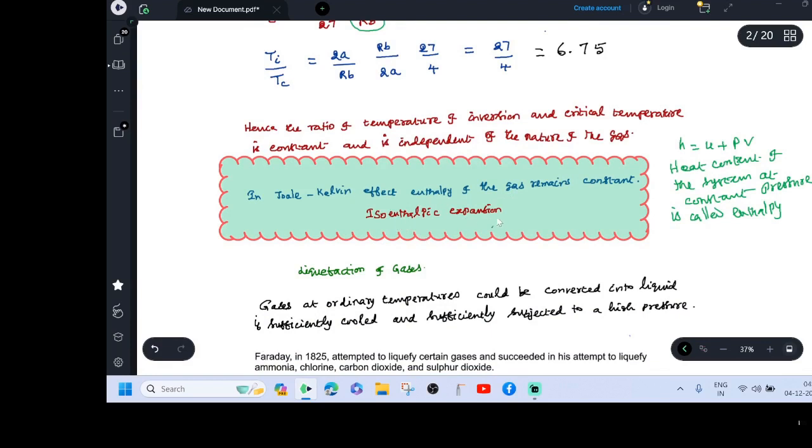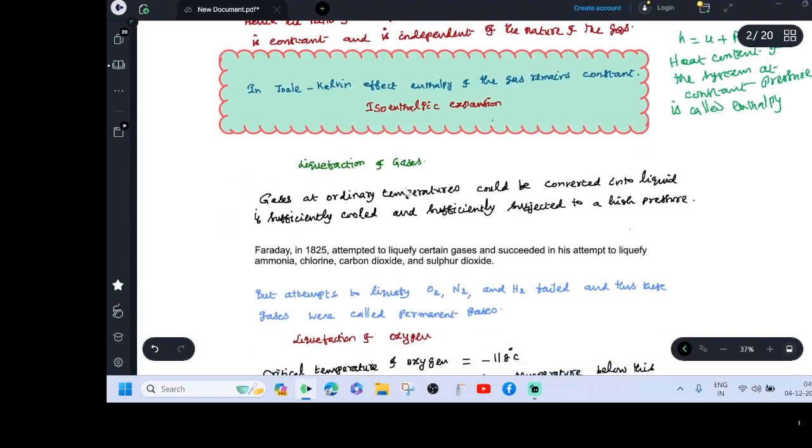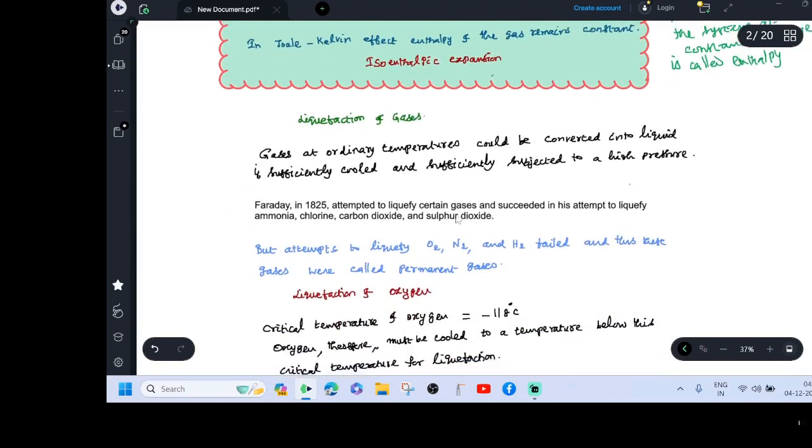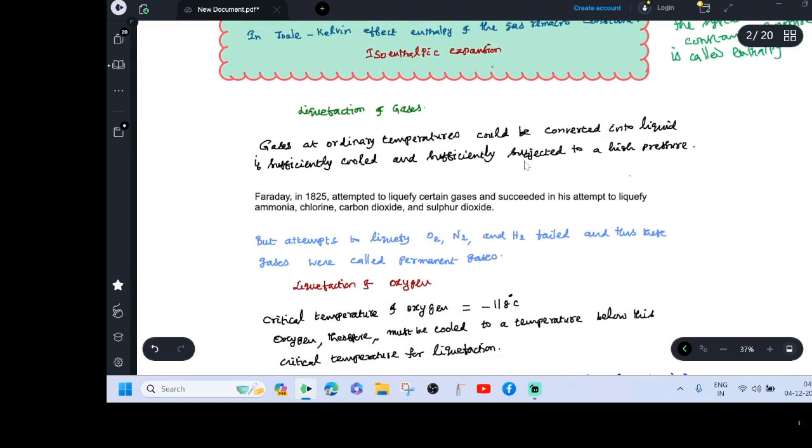You know that the heat content of a system at constant pressure is called enthalpy. Enthalpy is given by the formula H equals U plus PV. If you go for the liquefaction of gases, gases at ordinary temperatures could be converted into liquid if sufficiently cooled and sufficiently subjected to a high pressure.